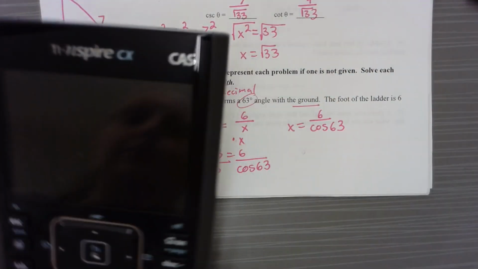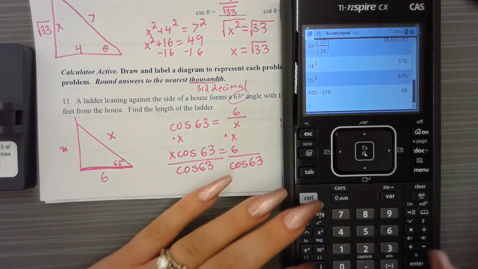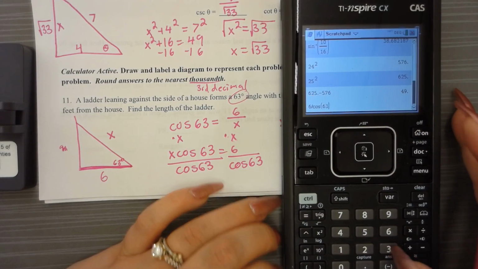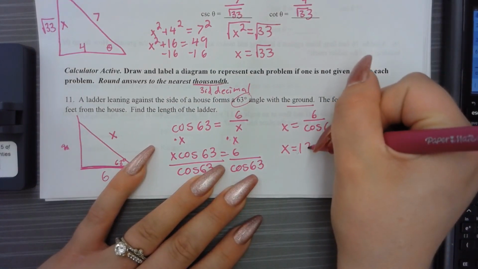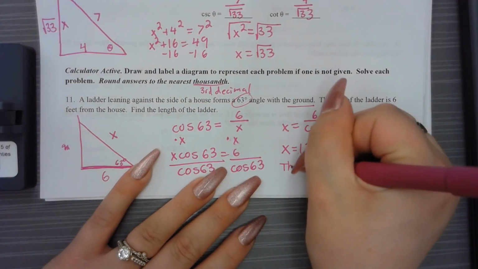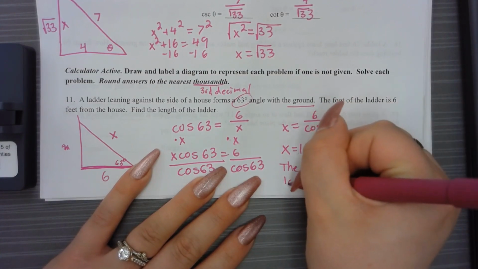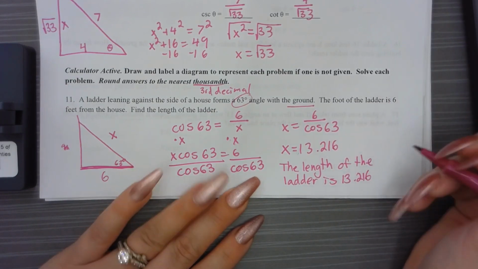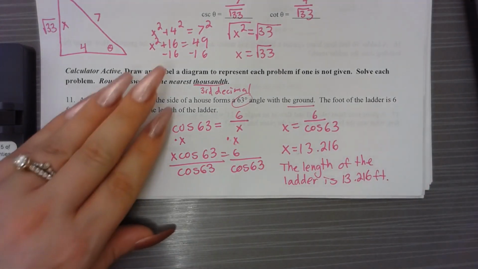And then again, we just plug that into our calculator. So we'd say 6 divided by the cosine of 63. And so we should get that the hypotenuse is 13.216. And so we would say the length of the ladder is 13.216. We want to make sure to include units, feet. Okay, and then on to the next problem.